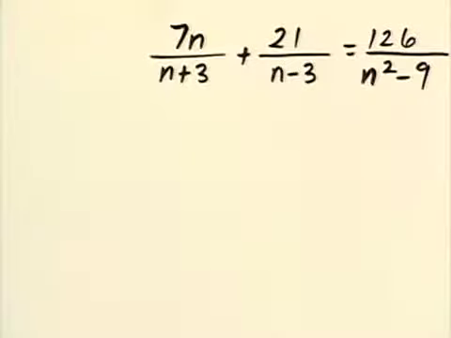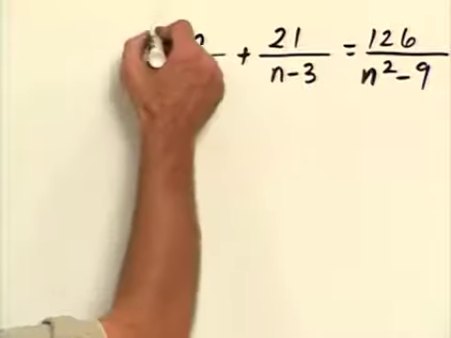In this problem, we are solving a rational equation. And as we look at this rational equation, we see that we cannot have answers of 3 and negative 3, because both 3 and negative 3 will make our denominators 0, which we can't have. So keep that in mind as we solve this rational equation.